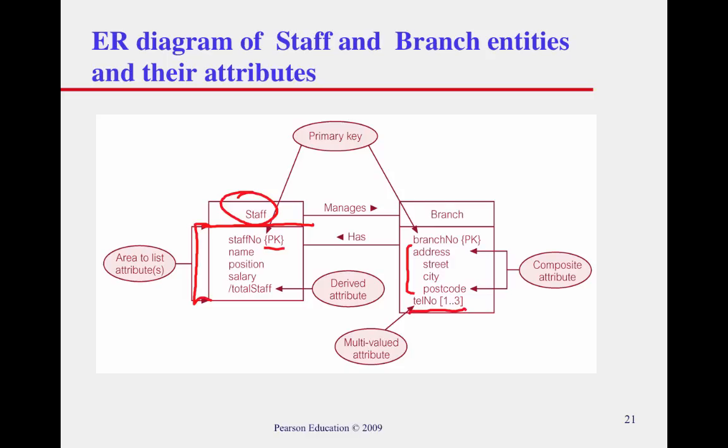Then telephone number is a multi-valued attribute. You show it with the minimum and maximum cardinality. So in this case, minimally, each branch has one phone number. Maximally, each branch has three. If it was children, it might be 0 to 15 or 0 to 20.